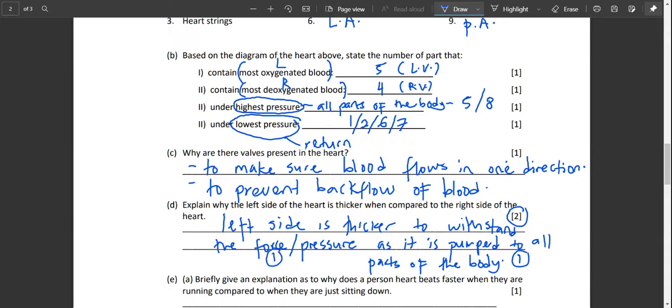Or if you compare it, because it pumps to all part of the body while the right side only pumps to the lung, I will also give you 2 marks. So this is another possible answer that you can give by making comparison between the 2 of them.